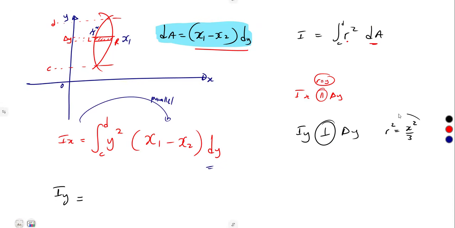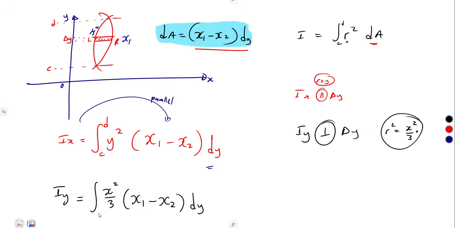So that is the one that you're going to simply substitute here in place of r squared: x squared over 3 into the dA, which is this area expression of the strip, x1 minus x2, with respect to y. So our limits are from C to D. You can take the 1 over 3 out of the integral. So it's going to be 1 over 3, the integral of what?